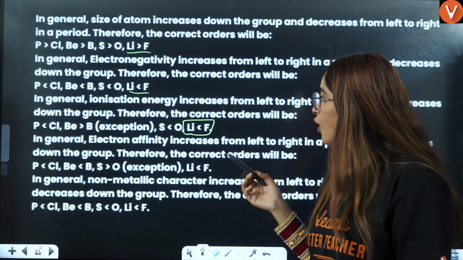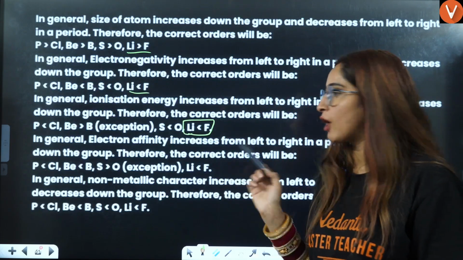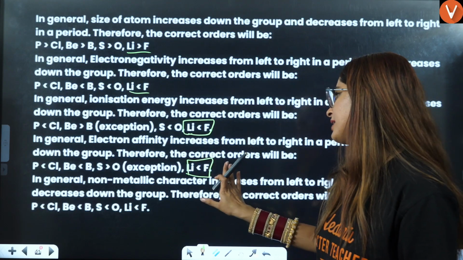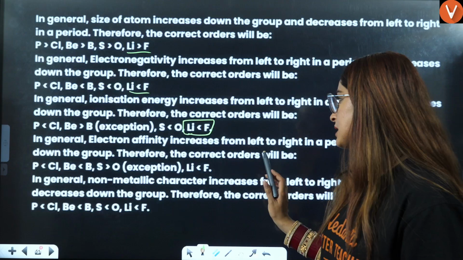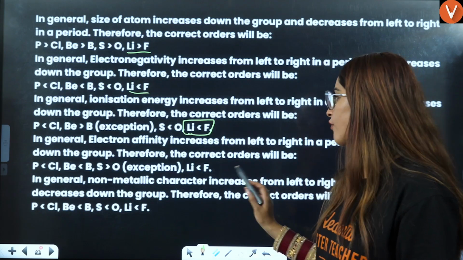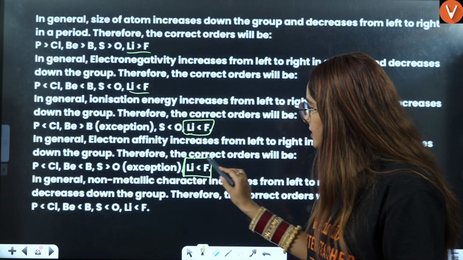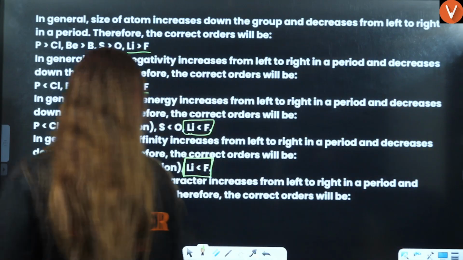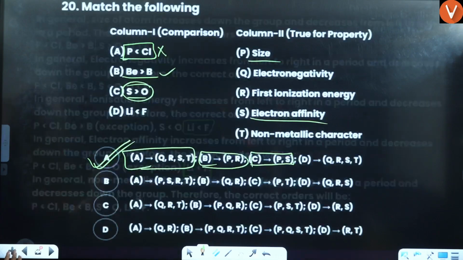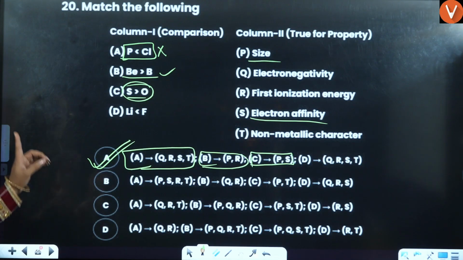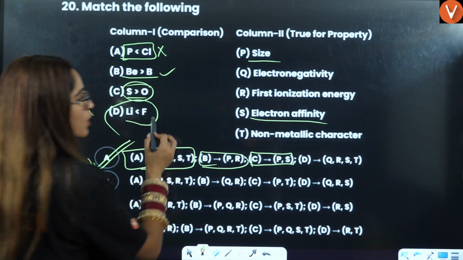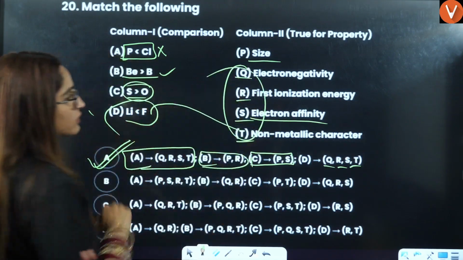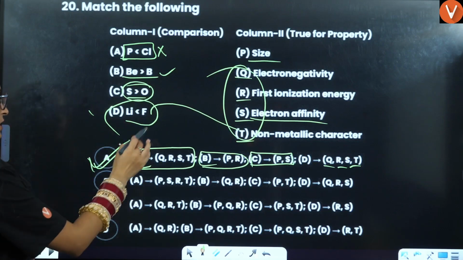Ionization enthalpy of fluorine: it is very, very difficult to take out the electron from fluorine because it is highly electronegative. And fluorine also has greater electron affinity, which increases from left to right. So the electron affinity of fluorine is greater. Here, the non-metallic character of fluorine is greater, right? So for this, fluorine is greater. Yes. So it is Q, R, S and T, four things. Okay? So again, that is the correct answer.